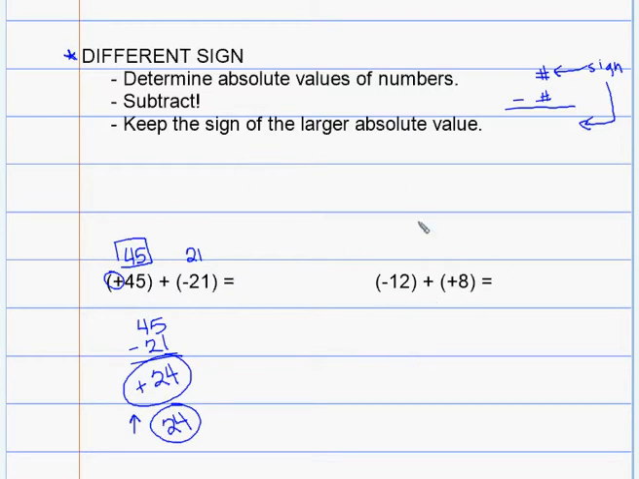Let's take a look at another example. We have a negative number plus a positive number. Find the absolute value. The absolute value of negative 12 is 12. It's 12 units away from 0. And positive 8 is 8 units away from 0. So subtract them. 12 minus 8 is 4. And the larger one, the number that I subtracted from, was negative. So my answer needs to be negative.